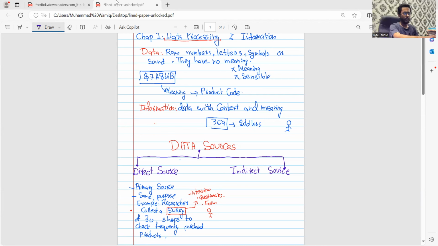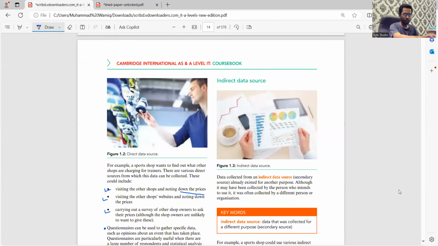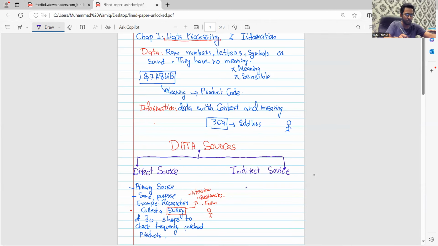So, in terms of indirect sources, we can say that that is data collected from a secondary source. That means that I am collecting data from a secondary source that already exists for another purpose.